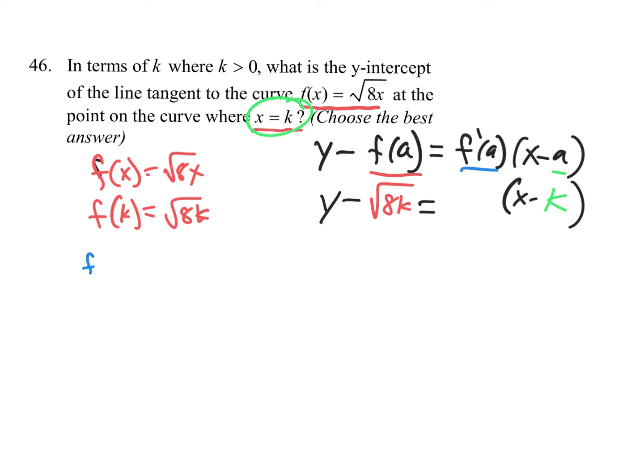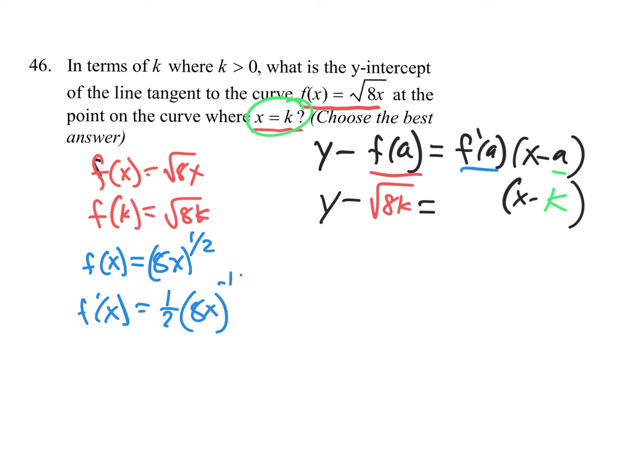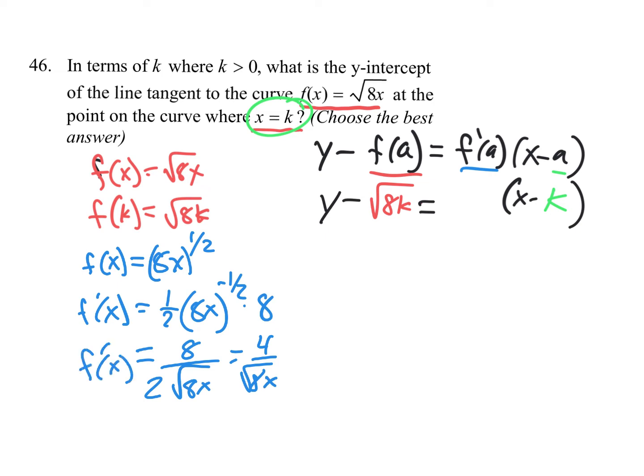So if f of x equals the square root of 8x, I would think of that as 8x to the 1/2. That's like saying 1/2 times 8x to the negative 1/2, but then you have to times it by the 8 because it's a little chain rule. That's like putting an 8 over 2 square root 8x, or 4 over the square root of 8x. Okay, that's just f prime of x though. Remember, they want me to plug in a k. So what's f prime of k, which is really what I want here.